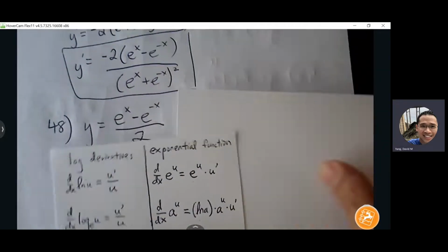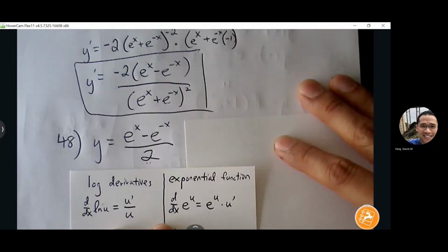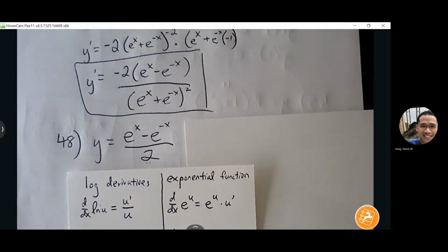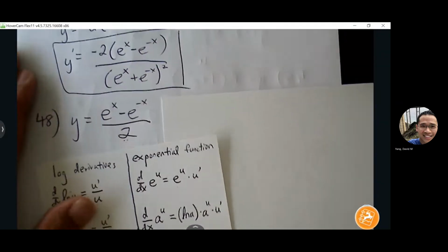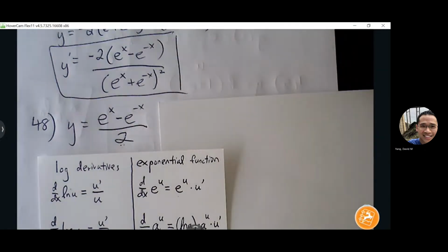Okay, take a look at 48. E to the x minus e to the negative x all over 2. How would you approach setting this up for its derivative? You see a denominator, but we can avoid, and we should avoid quotient rule. And how can we do that? Yeah, let's just either split up into individual fractions or, exactly right, put a 1/2 in front and then distribute the 1/2 through.